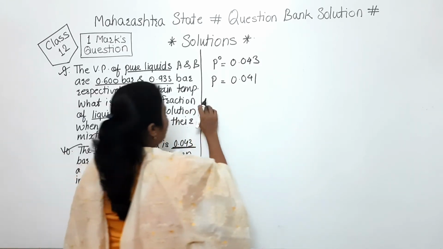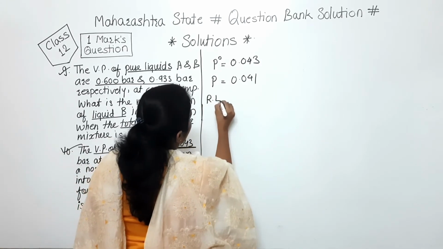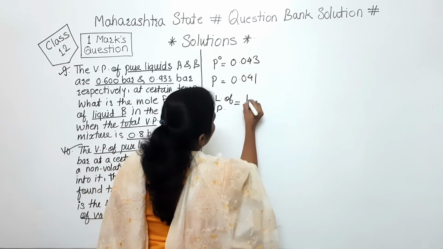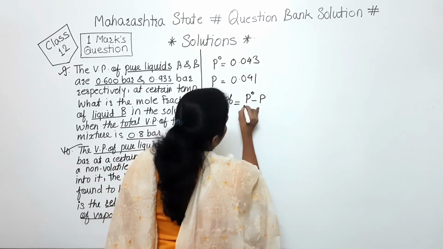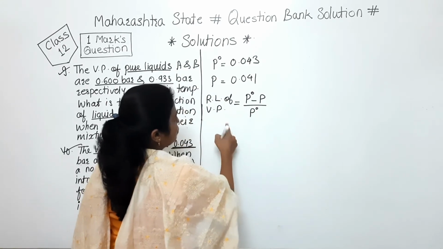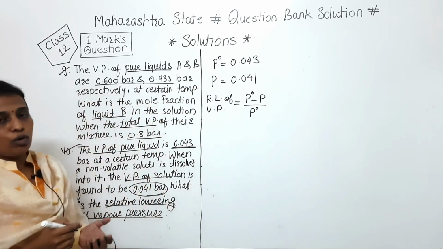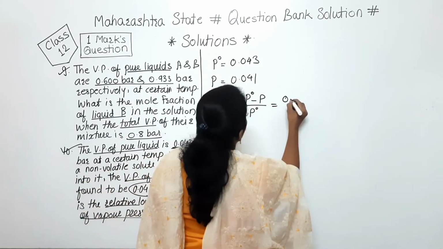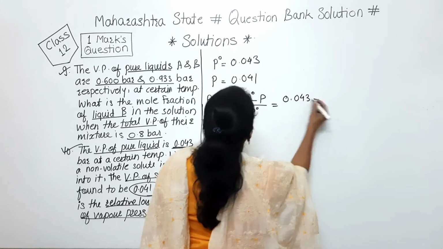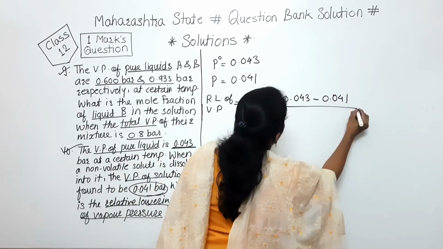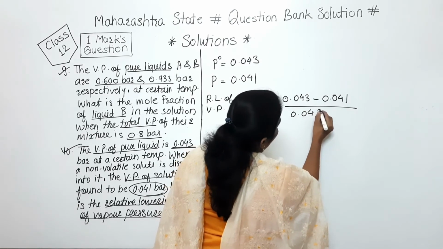Relative lowering of vapor pressure. What is the formula? Relative lowering of vapor pressure is equal to P naught minus P divided by P naught. Simply by using this formula, we have to calculate the relative lowering of vapor pressure. What is P naught? P naught is 0.043 minus the P value, which is 0.041.